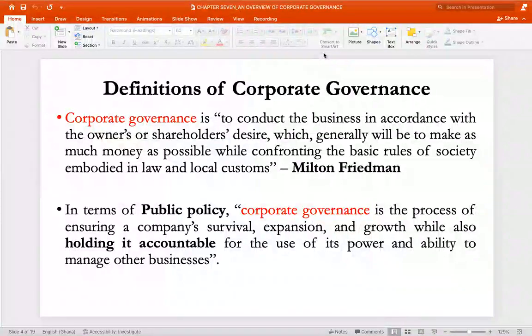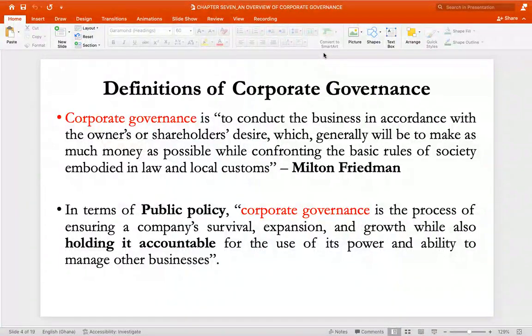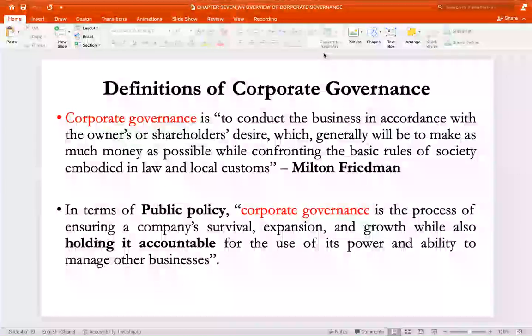All right. But also know that under public policy, the fact that the company should be held accountable and should use its power properly and address the interests of other stakeholders doesn't mean the company should collapse. It is still interested in the company's survival, expansion, and growth. But the emphasis in public policy is accountability, where you don't just set up a business or a company and run it for the sole purpose of making profit. But you have to be held accountable and make sure that the interests of other stakeholders are properly catered for.